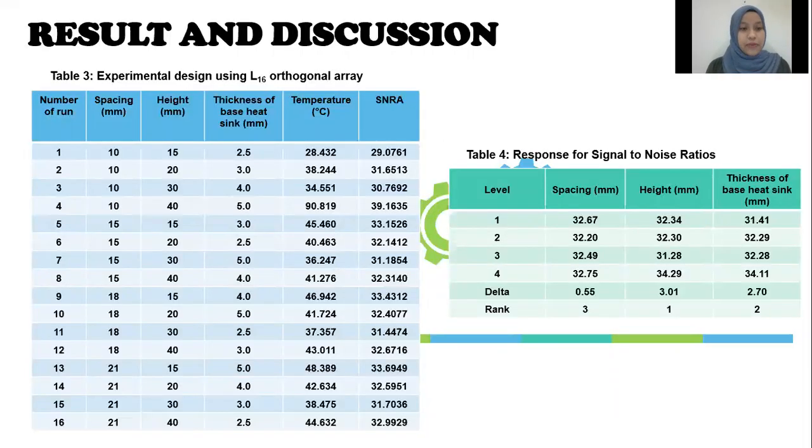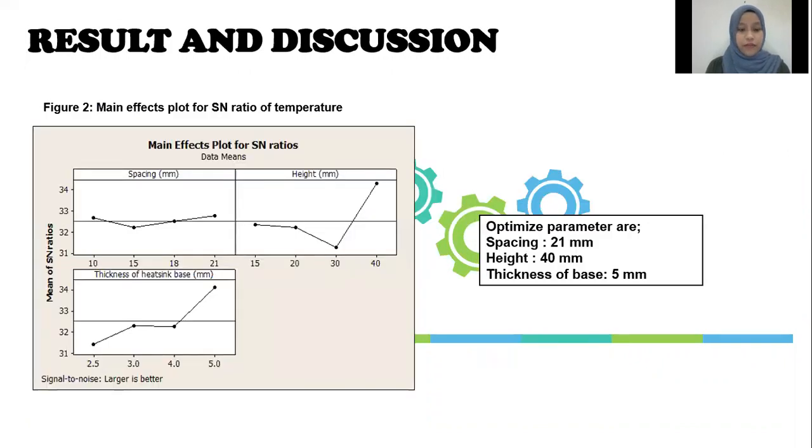Table 3 shows the experiment design using L60 orthogonal array. Table 4 shows the response of signal to noise ratio with the highest rank being height followed by thickness of heat sink base and spacing between the fins. Next, figure 2 shows the SN ratio plot graph for larger the better of the temperature. Therefore, the optimized parameters for this project are 21 mm for spacing, 40 mm for the height, and 5 mm for the thickness of base heat sink.